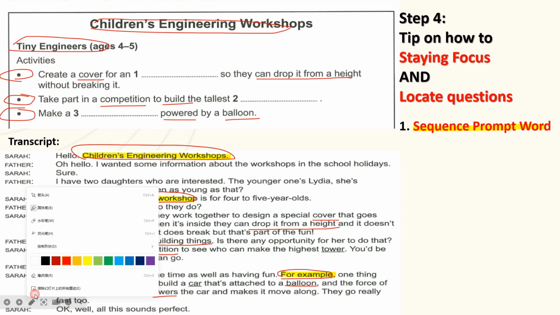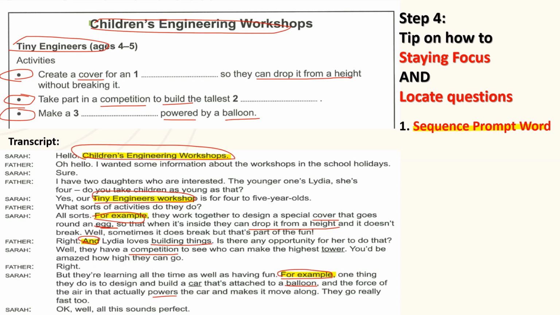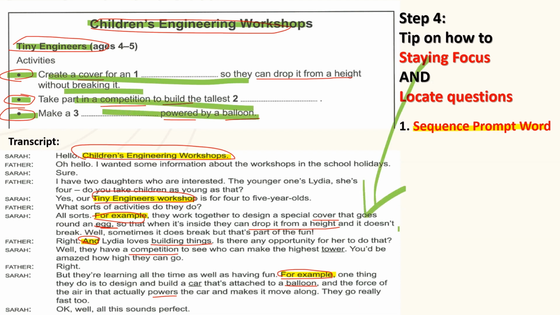As you can see, the sequence prompt words we've highlighted help us to locate the questions. By accurately catching these simple and easy words, we can guide our attention from the main heading to the subheadings and then to the first, second, and third points. These simple words greatly assist in question positioning. In this way, we can follow the sequence of the recording in a more structured manner, thereby increasing our chances of capturing the correct answers.